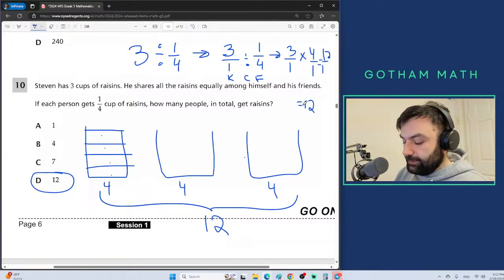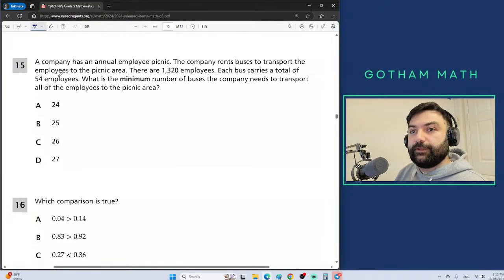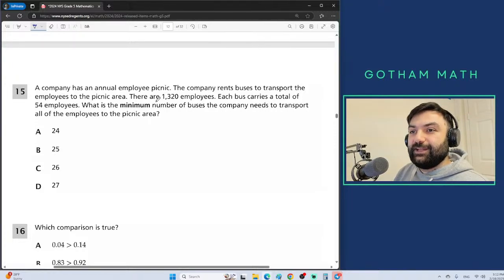Okay, next question, it is number 15. Okay, let's go. A company has an annual employee picnic. The company rents buses to transport employees to the picnic area. There are 1,320 employees. Each bus carries a total of 54 employees. What is the minimum number of buses the company needs to transport all of the employees to the picnic area? All right, so this is a pretty simple idea. We just have to split all people by how many people can fit in one bus. This is how we'll find how many buses we need.